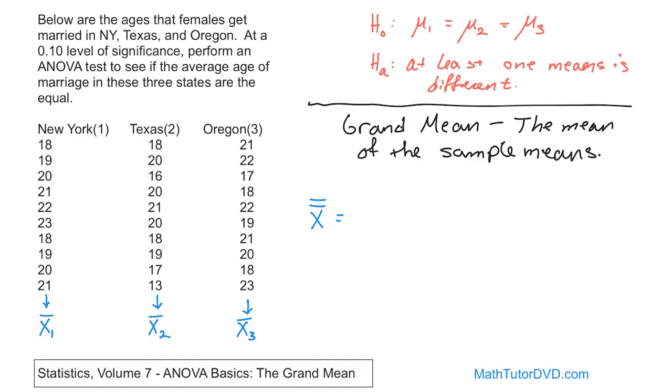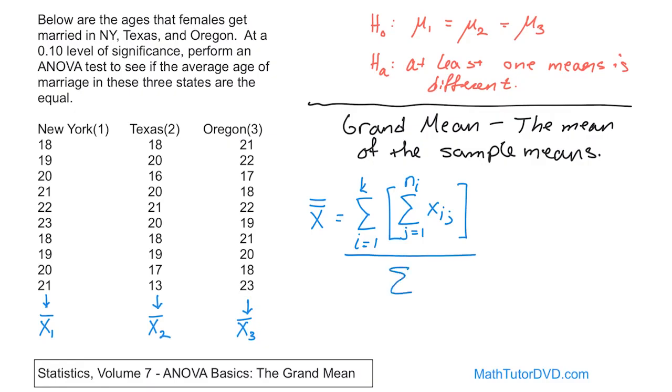So let me write the equation down. It looks ugly, but it's not that hard. Here you have a sigma. I'll explain all this in a second. i is equal to 1 up to k. Open up a bracket, and we have another sigma inside this bracket. Looks really complicated, but don't worry about it. It's not complicated. j is equal to 1 up to n sub i, of x sub i comma j. And I'll close this out. Now you're taking all that and dividing it by another sigma, if that wasn't already enough, of n sub i.